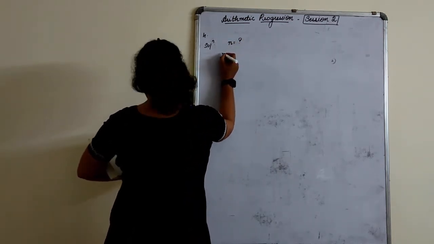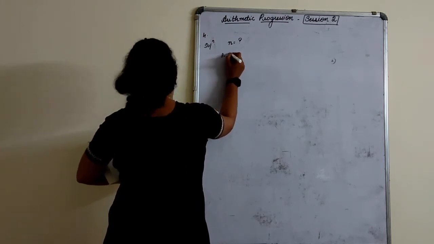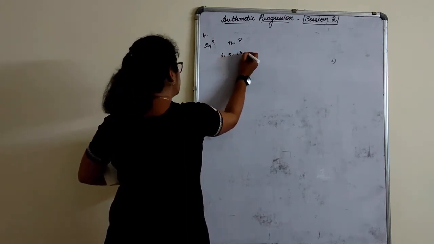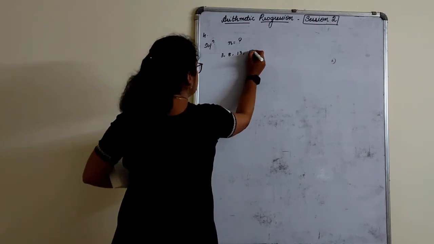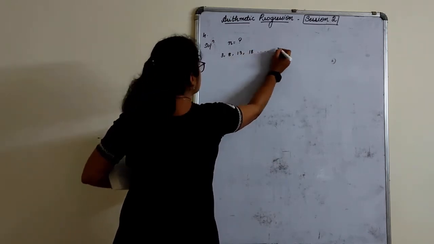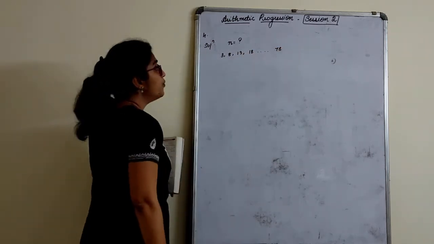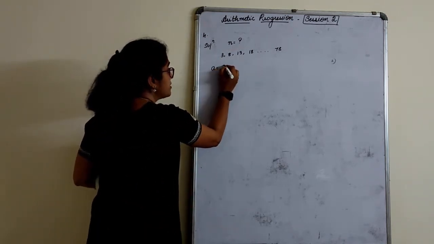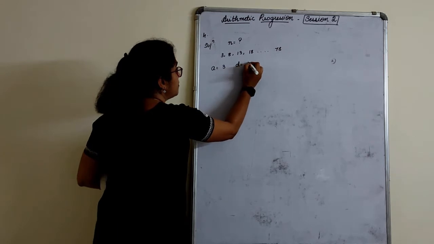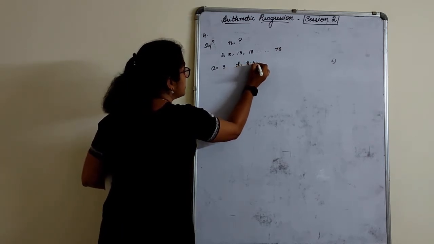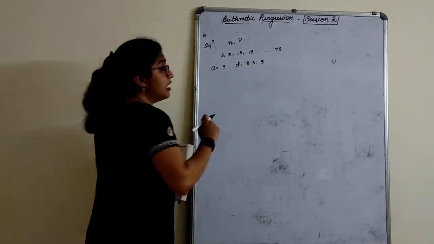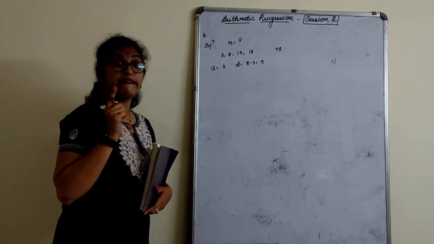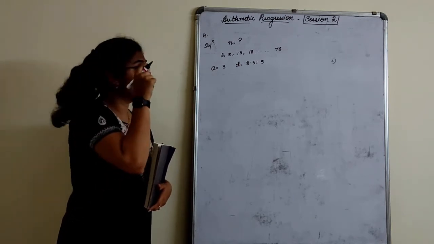So, what is AP here? 3, 8, 13, 18, 78. Which term of AP is? N is equal to question mark. What is your first term? 3. What is your common difference? 8 minus 3, that is equal to 5. Up to how many terms are there? 78 terms are there. That means what is this 78 number?